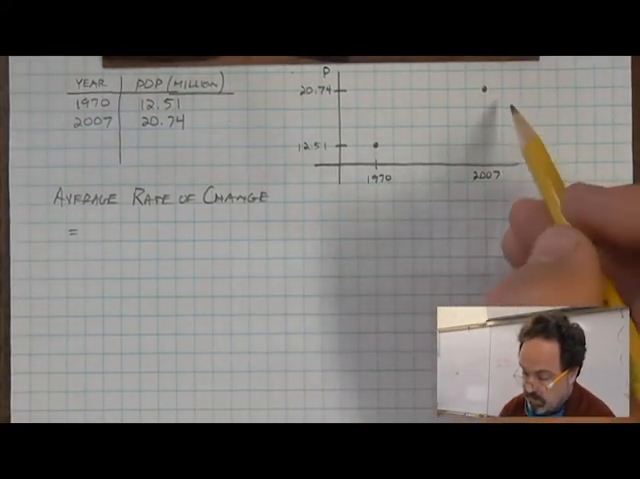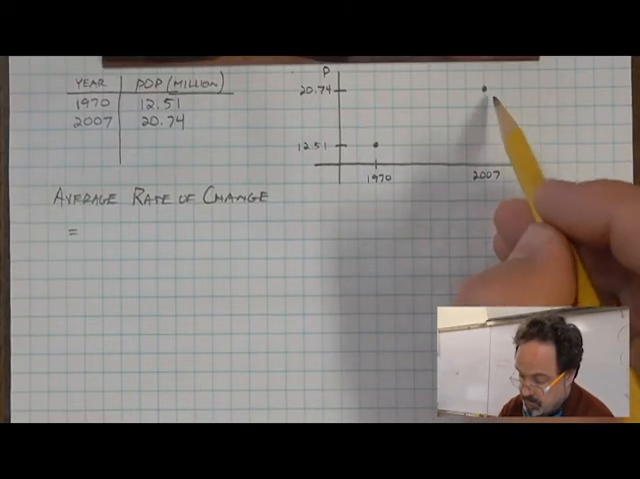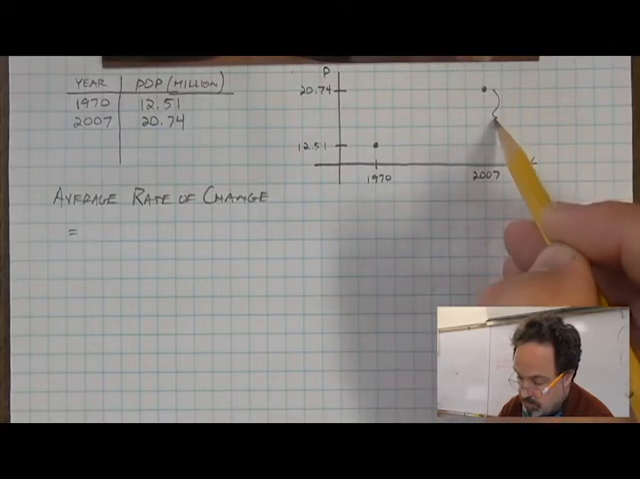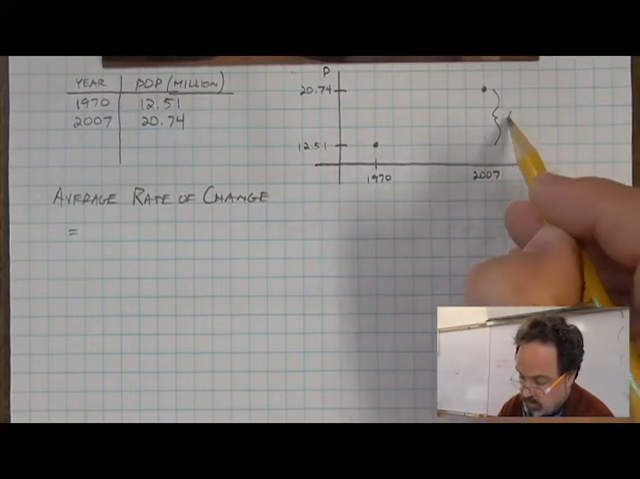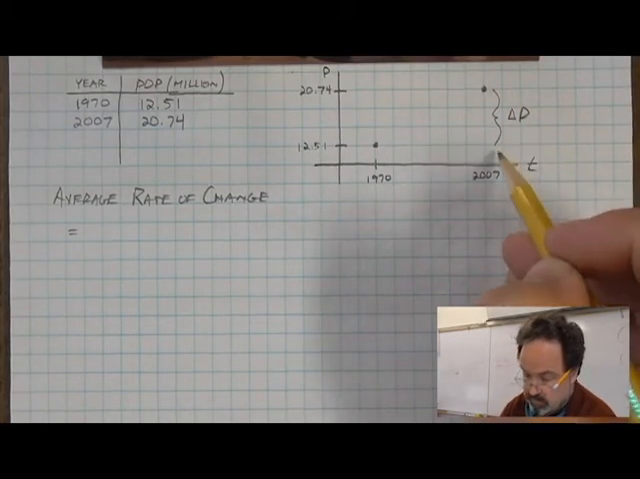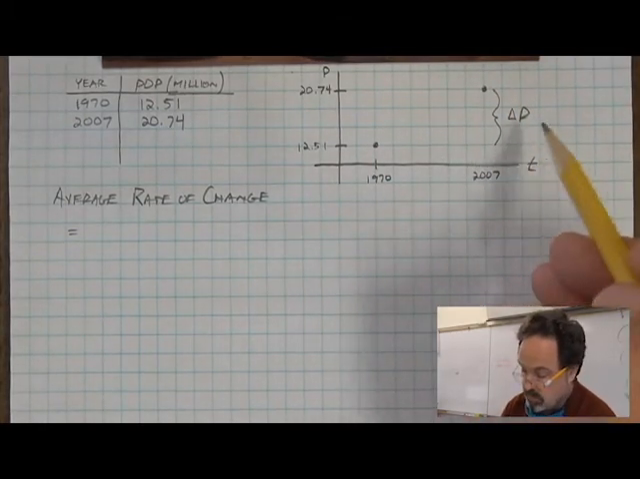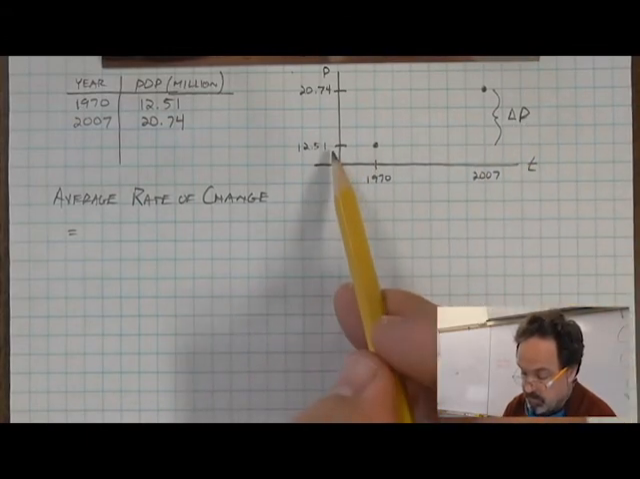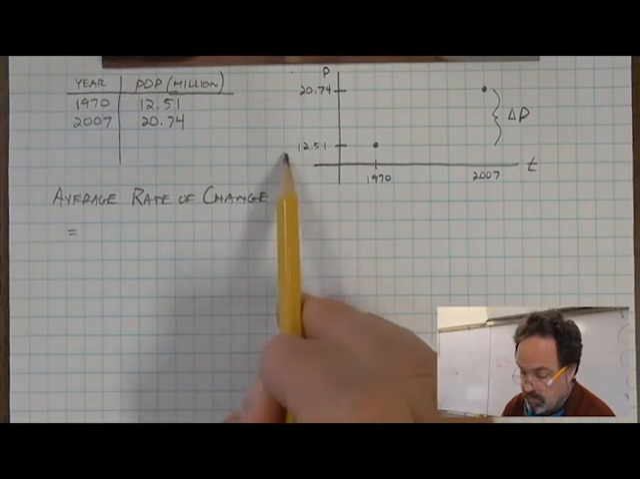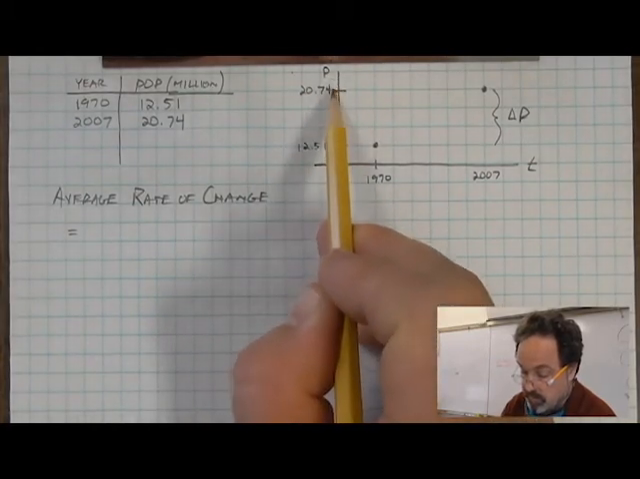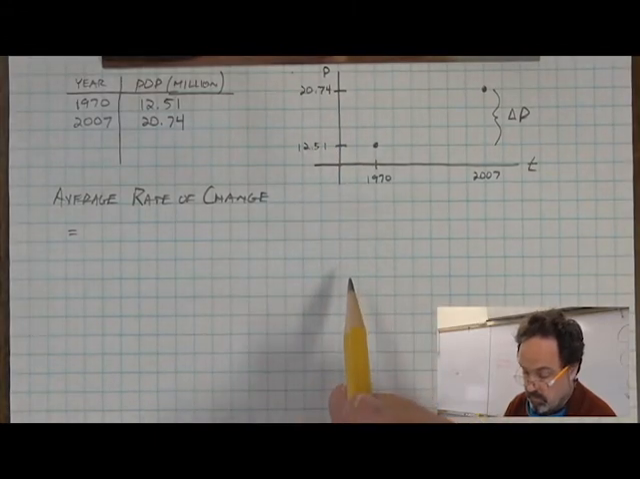Well, the average rate of change would be evaluating how much the population grew. This would be delta P if it's a vertical change. Delta P is the change in population, how much the population grew from the initial time at 12.51 million up to 20.74.